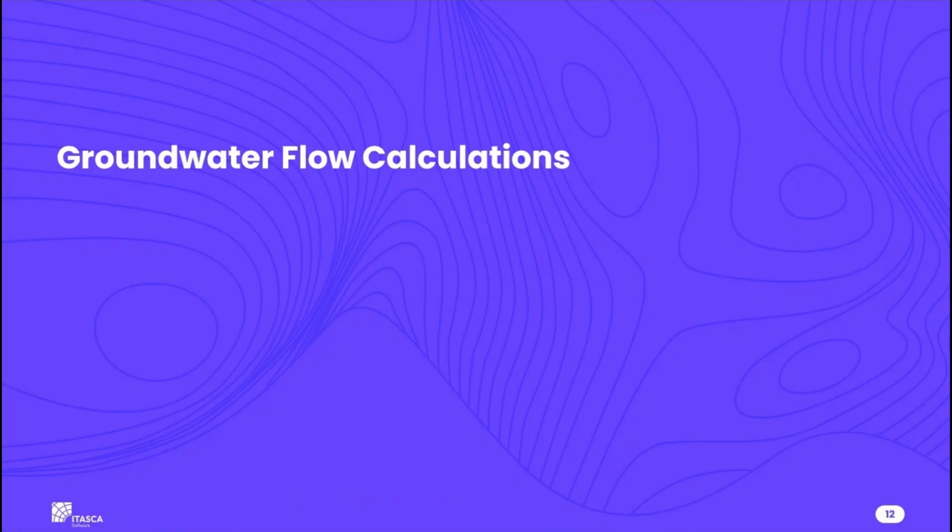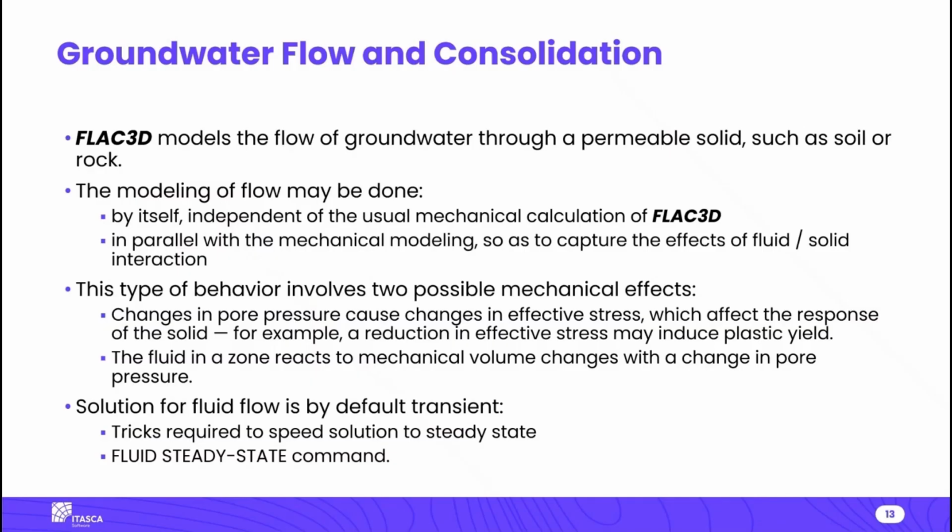Okay, groundwater flow calculations. FLAC3D and FLAC2D model the flow of groundwater through a permeable solid such as soil or rock. Modeling of flow may be done by itself. So you can model just fluid flow and not worry about the mechanical part. Or you can model fluid flow and the mechanical part. And there's different types of coupling that can occur here. It's basically a two-way coupled system.